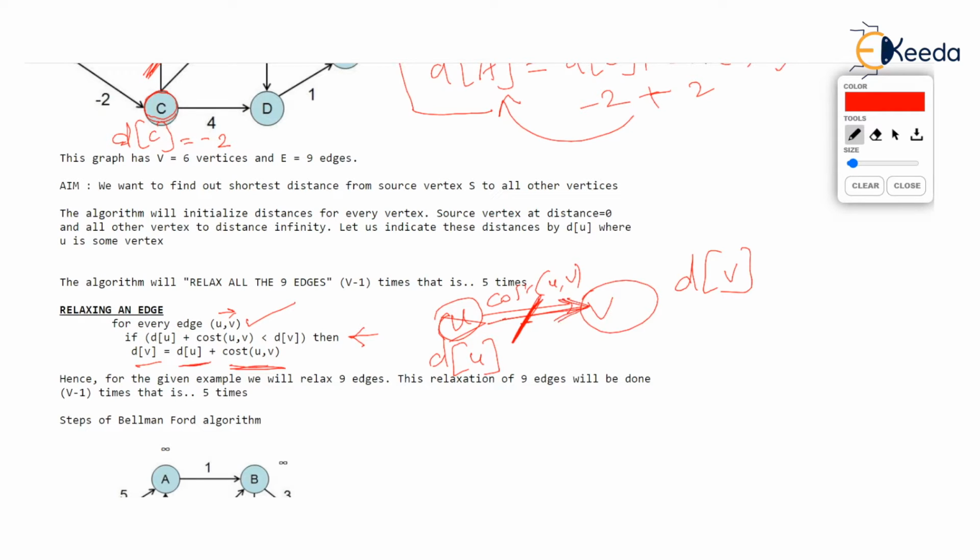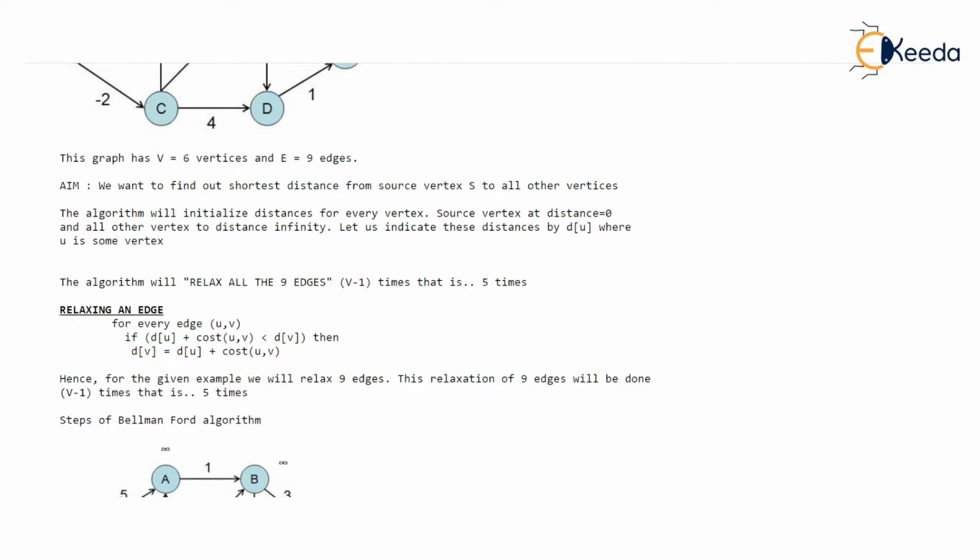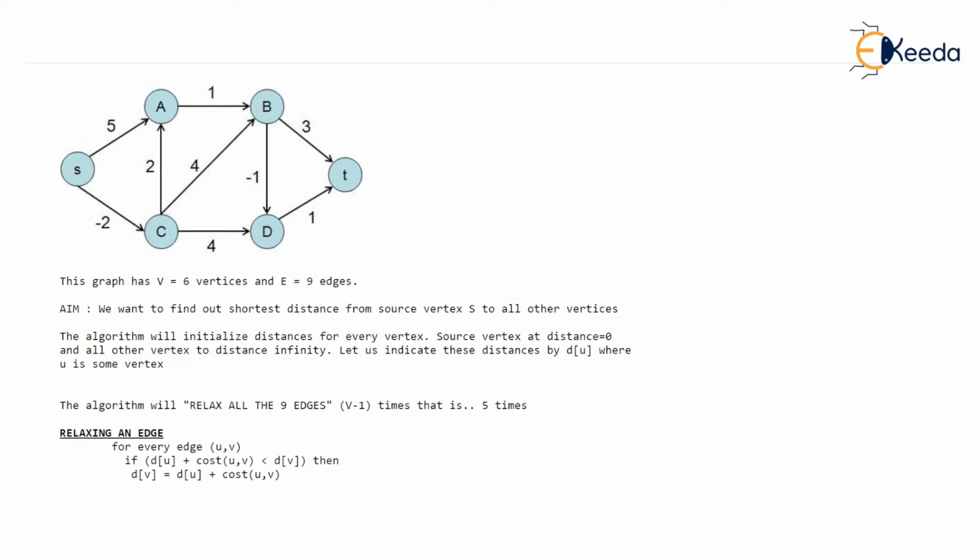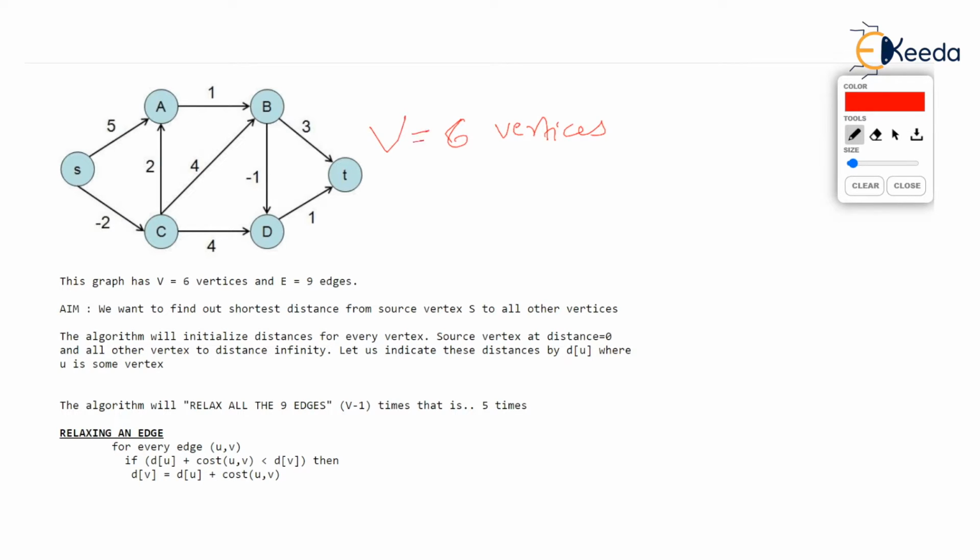But hello, this relaxation will be done for all the edges. So we are going to relax every edge, isn't it? Now you notice in this graph, there are six vertices. Six vertices if you count. Let's indicate that with V. V is 6, number of vertices. And number of edges E is 9. 9 edges are there. Let's indicate that with E. So are you understanding that Bellman-Ford algorithm will relax all the 9 edges one by one?